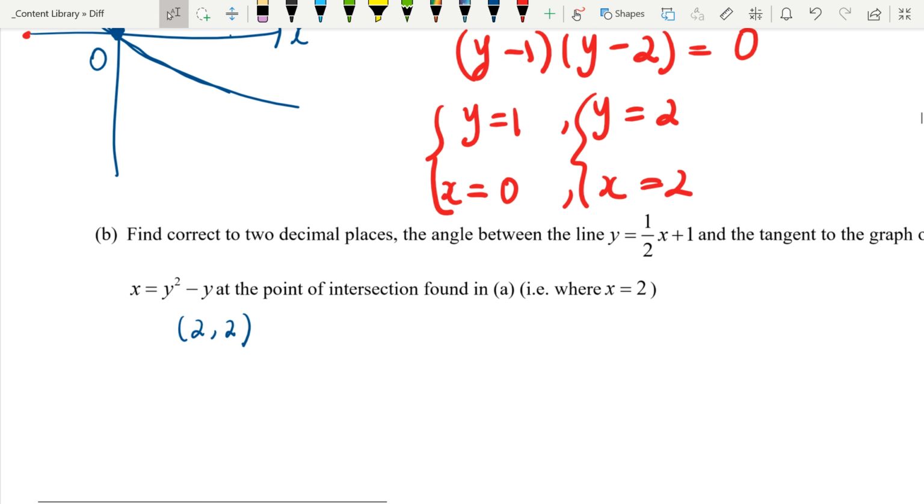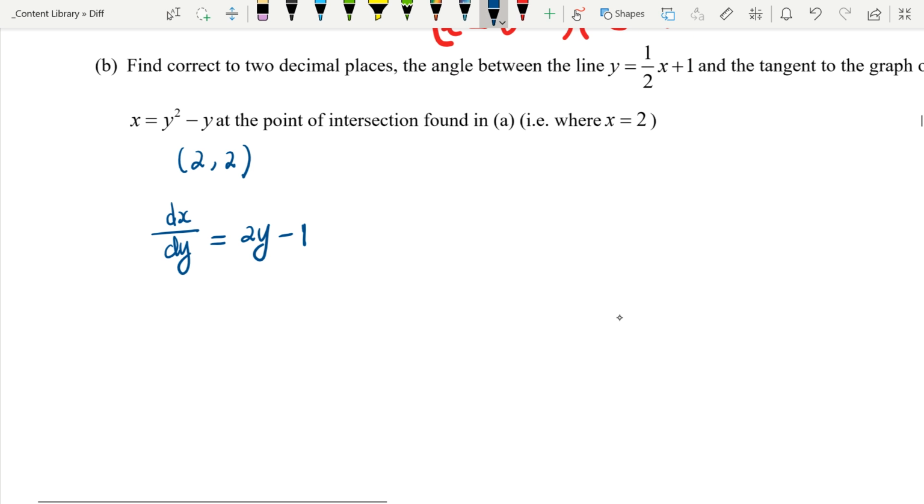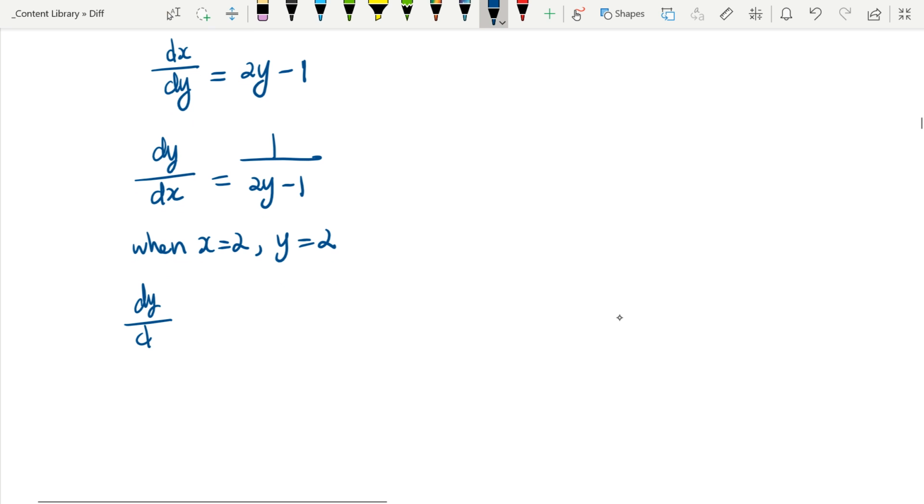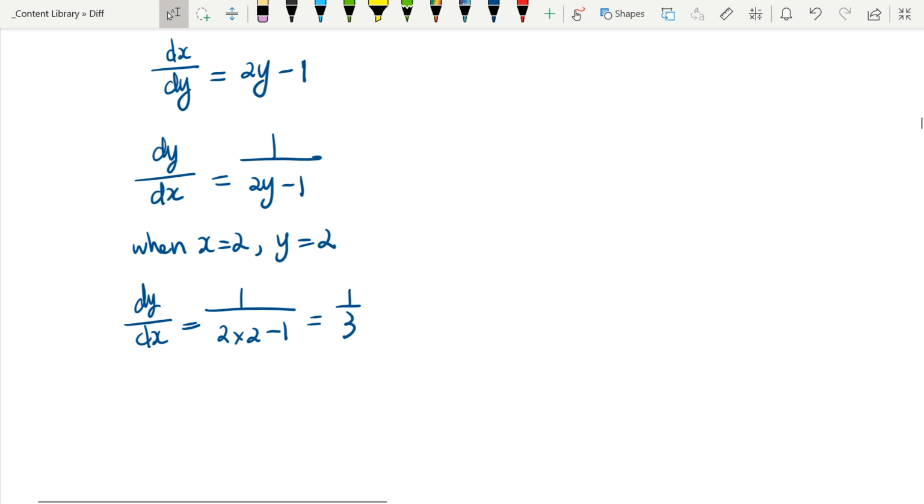Yeah, x equals y squared minus y. So dx/dy equals 2y minus 1. And then dy/dx equals 1 over 2y minus 1. So flip it. When x equals 2, y equals 2 as well. So dy/dx equals 1 over 2 times 2 minus 1. If you want to find the gradient, that must be dy/dx; dx/dy doesn't work. So that's 4 minus 1, 3. So a third.